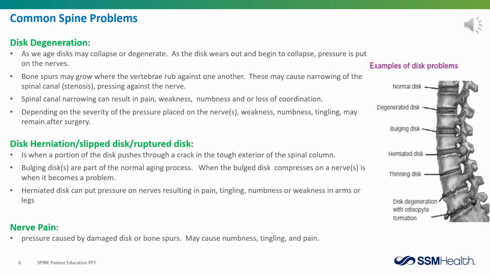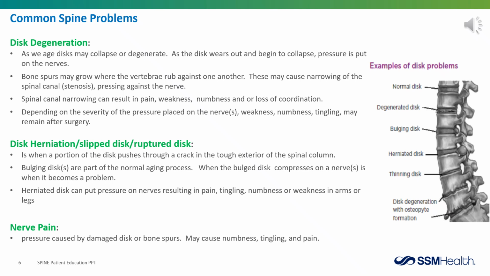Common spine problems may be the reason you're seeking treatment from your spine surgeon. Disc degeneration: as we age, discs may collapse or degenerate. As the disc wears out and begins to collapse, pressure is put on the nerves. Bone spurs may grow where the vertebrae rub against one another. These may cause narrowing of the spinal canal, or stenosis, putting pressure against those nerves. Spinal canal narrowing can result in pain, weakness, numbness, and/or loss of coordination. Depending on the severity of the pressure placed on the nerves, weakness, numbness, tingling may remain after surgery.